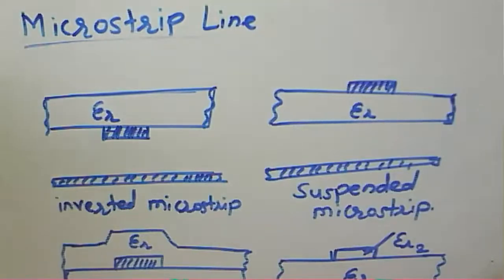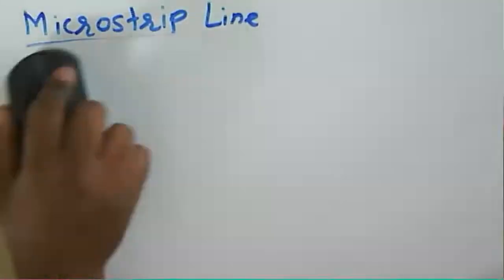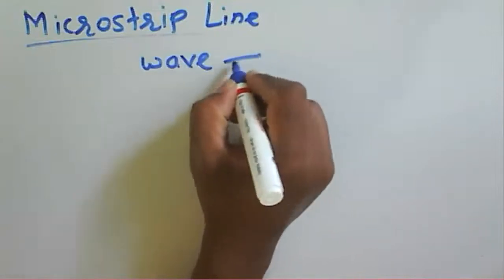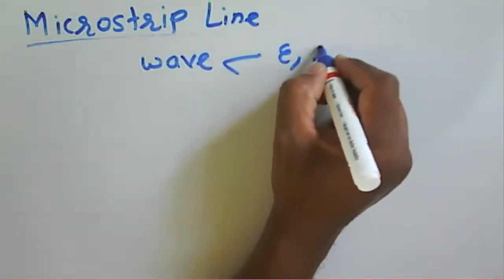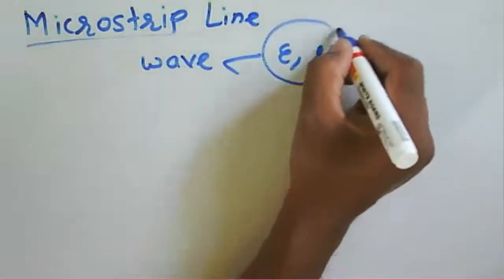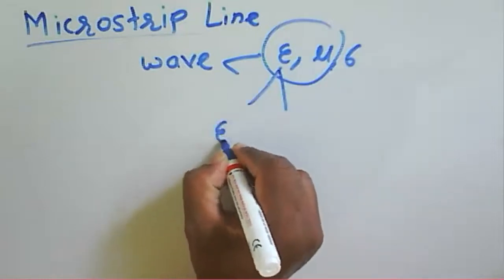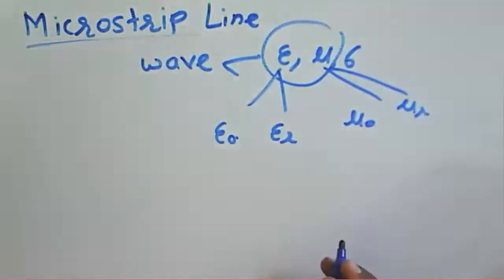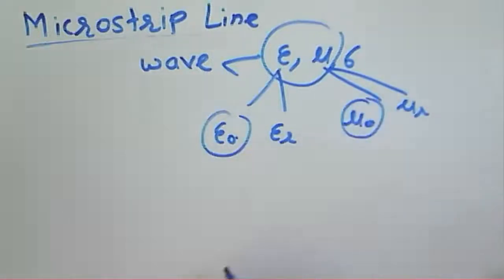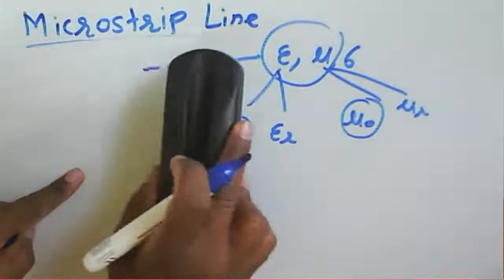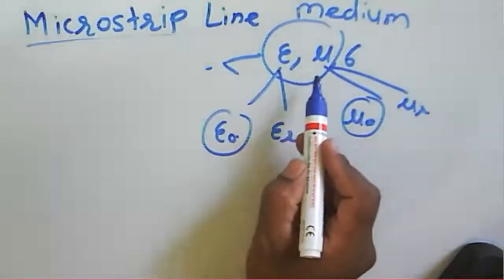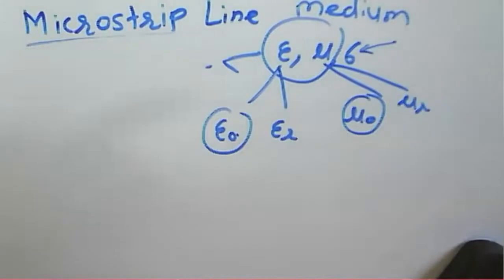Okay, next, generally we talk about a given line, or in terms of the wave, we have the medium constants epsilon, mu and sigma. For any dielectric, these values will be different: epsilon 0, epsilon r, mu 0 and mu r. Now this epsilon 0 and mu 0 are the medium constants. When we say a wave is propagating, all these are nothing but the medium constants, mu, epsilon and sigma. Sigma is the conductivity.